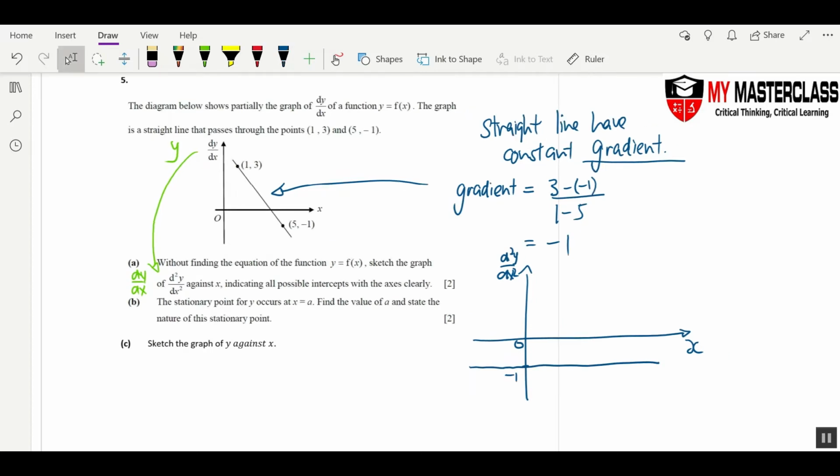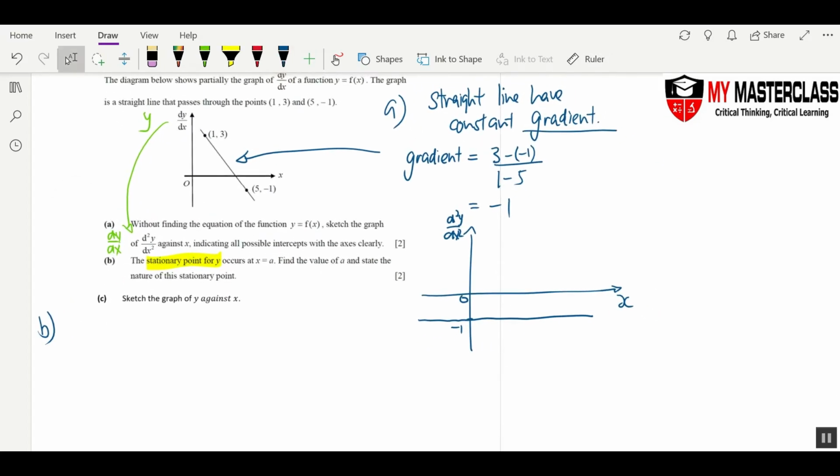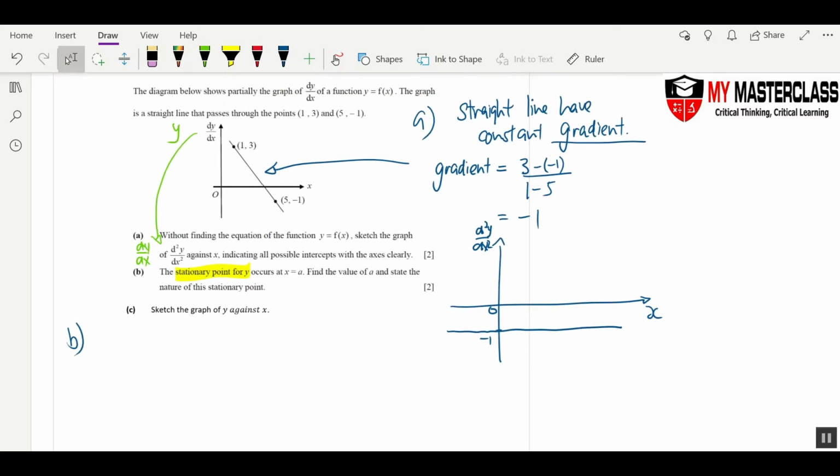Alright, so next one, the stationary point occurs when x is equal to a. Stationary point, again, dy/dx, so this part is for a. B. Okay, dy/dx equals 0. But first, how do you find your dy/dx equals 0? So paradigm shift a bit.